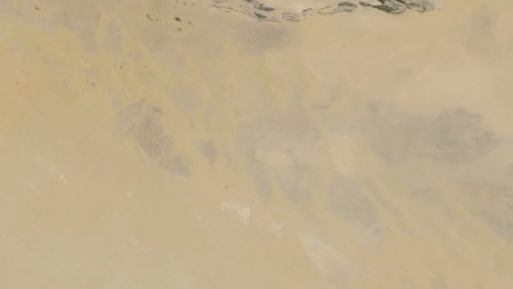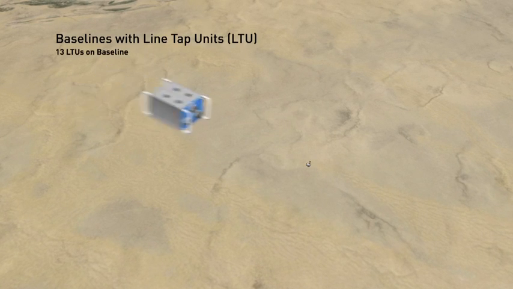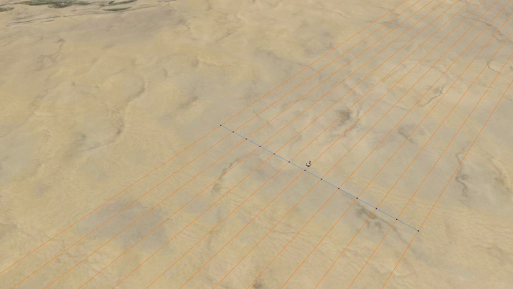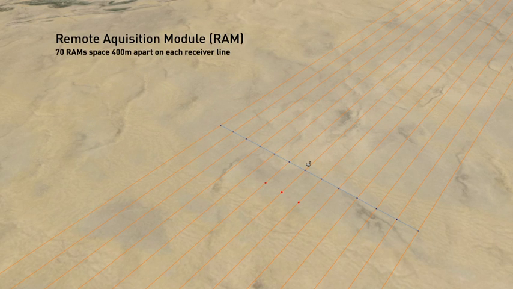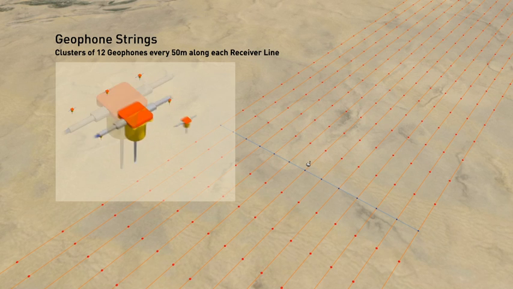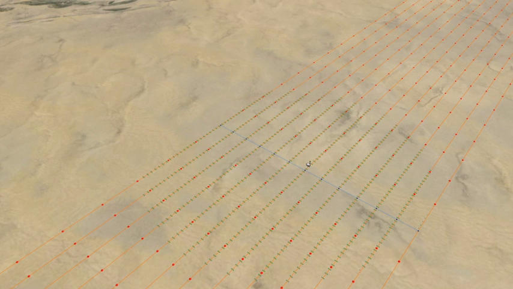For this example, we'll be assuming that an acquisition crew is working with an Innova Aries 2 seismic data acquisition system of 6,000 stations deployed on 13 receiver lines. Each receiver line has 70 8-channel RAMs to support 560 channels on each line. The system uses arrays of 12 SM24XL geophones from ION Sensor Division.